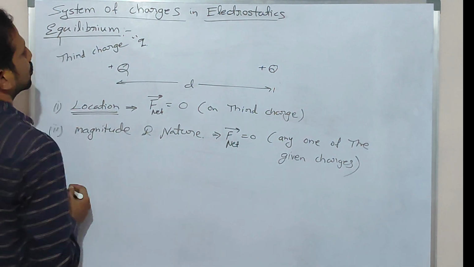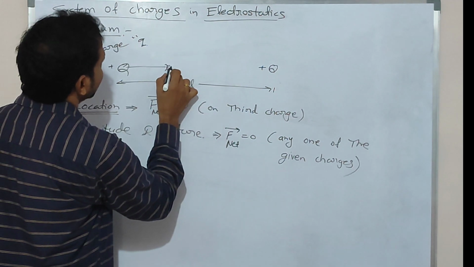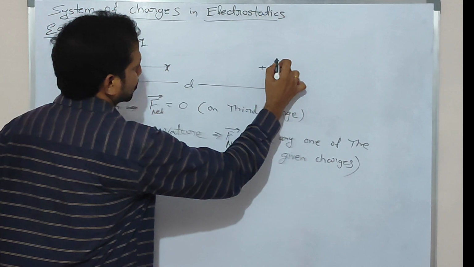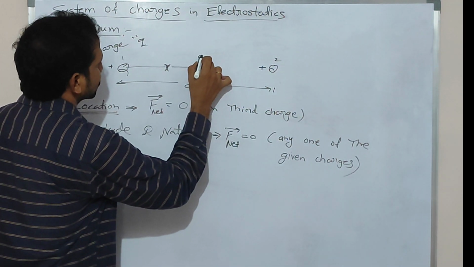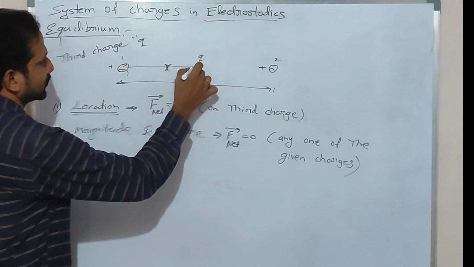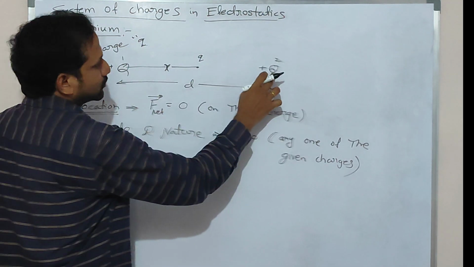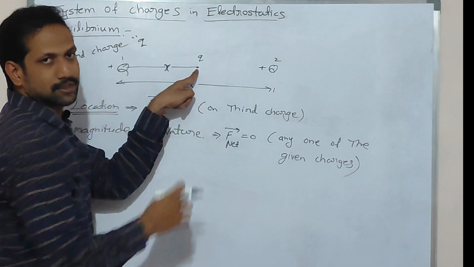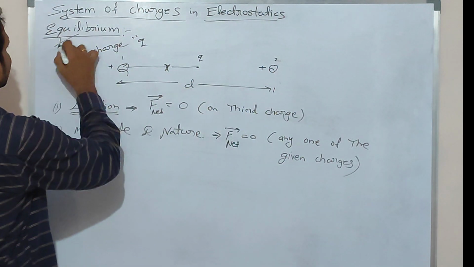Assume we have placed a small q charge at a distance x meters from the first charge, between the first charge and the second charge. Then due to the first charge and the second charge, there will be 2 forces acting on it, but the sum of those 2 forces must be equal to 0. That is what equilibrium actually is.